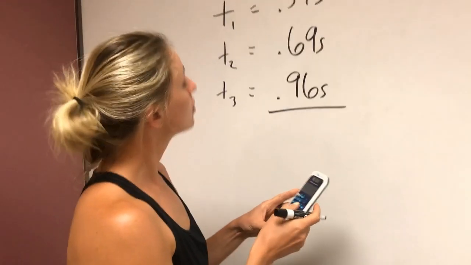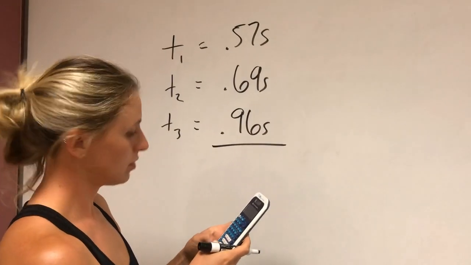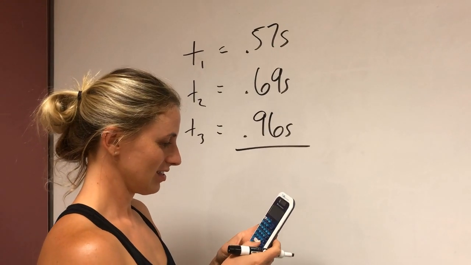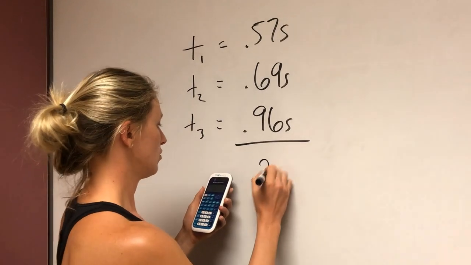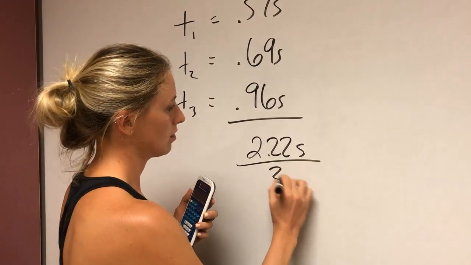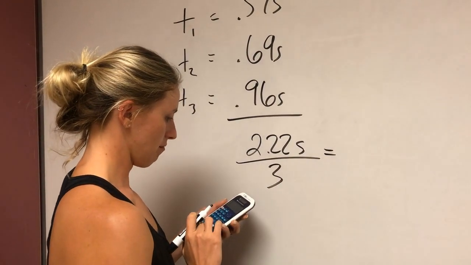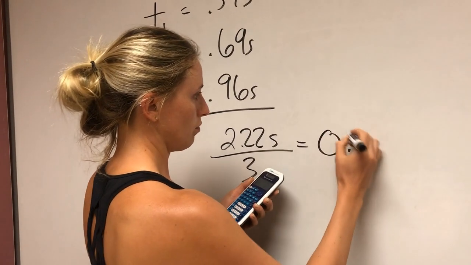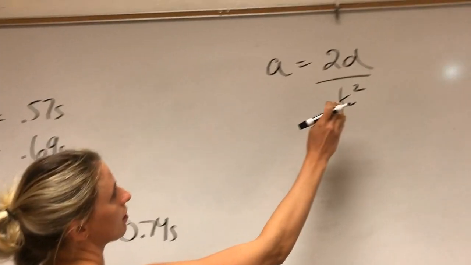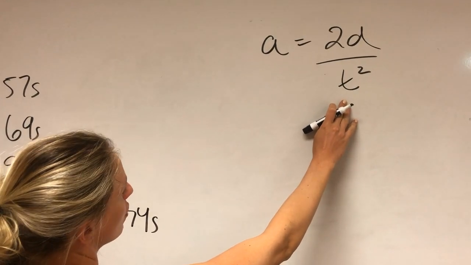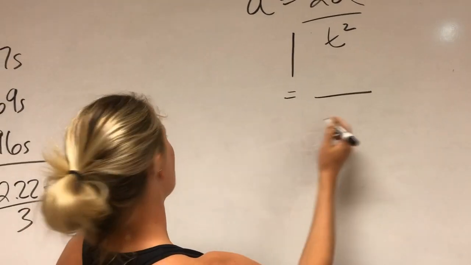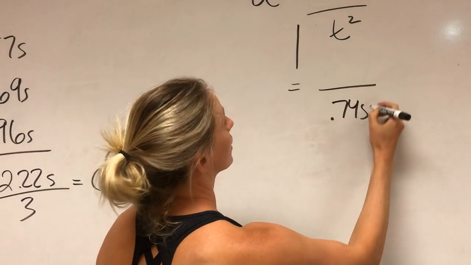Okay, 0.57 plus 0.69 plus 0.96, and I get 2.22 seconds, and I divide by 1, 2, 3. And I get my average time is going to be 0.74 seconds. This is the number that I'm going to use up here. So I'm going to start plugging some stuff in here. We'll start with the time at the bottom, so 0.74 seconds squared.